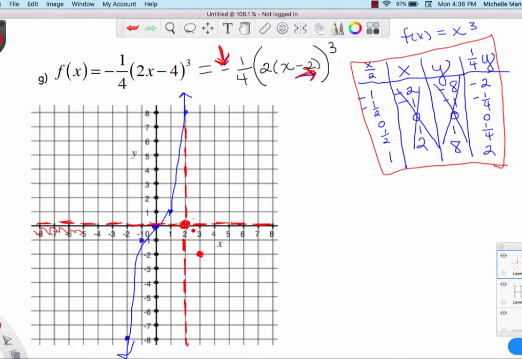So instead of going left 1, I'm going left a half. Instead of going up 1, I'm going to go up a quarter. Actually, normally I would go down, but we are reflecting. And then instead of going left 2, I'm going to go left 1. And instead of going up 8, I'm going to go a quarter as much, and that's going to be 2. And I'm kind of throwing in that reflecting right away as I say up.